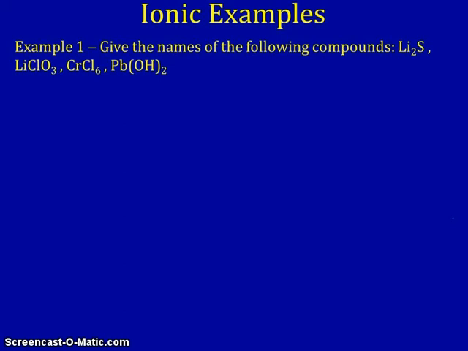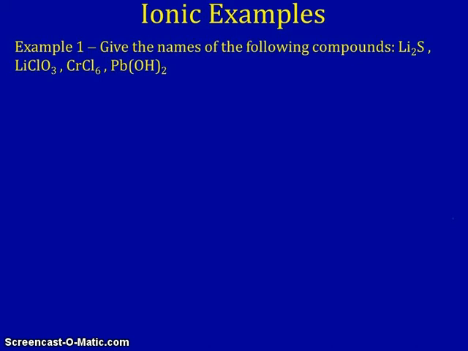Using similar logic, we can look at LiClO3 and know that lithium is going to be lithium. ClO3 is a polyatomic from the list of things that you're supposed to know, so that is chlorate, so that would be lithium chlorate. Chromium appears in CrCl6.